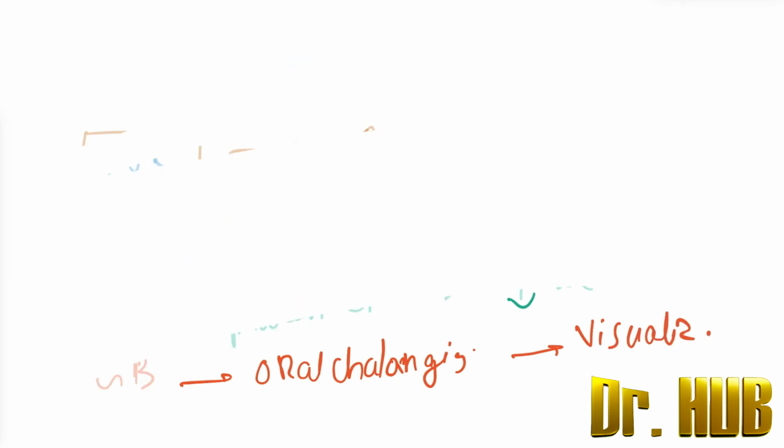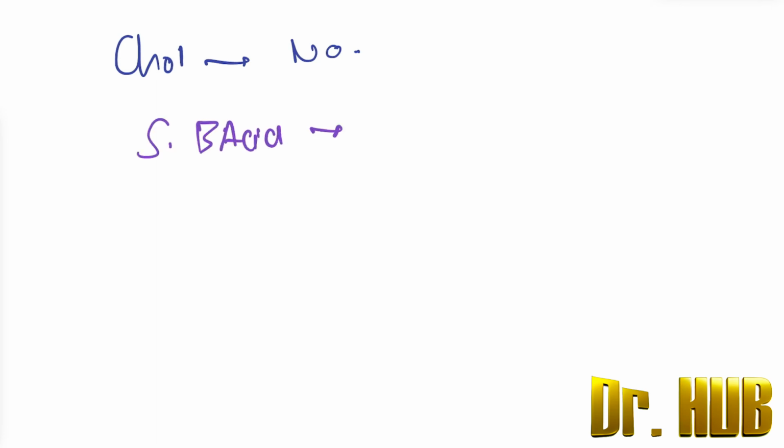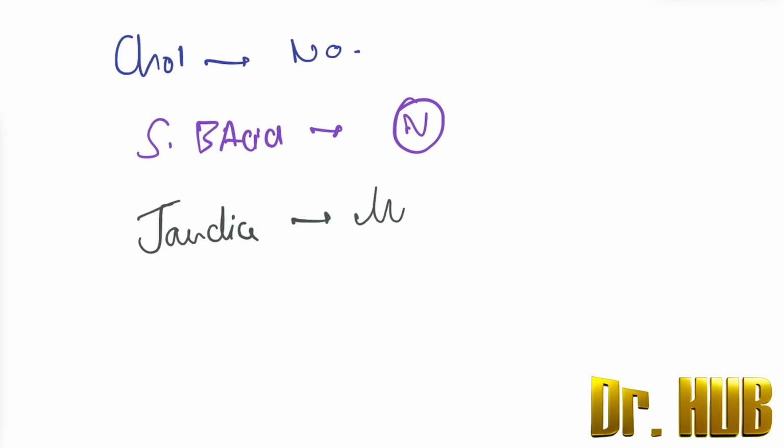Next is a question on cholestasis. When you look at cholestasis, the answer is no. Then the serum bile acids will be normal. Then comes the presence of jaundice. The jaundice will be mild. Mild in the sense the total bilirubin will be less than 4 mg per dl.